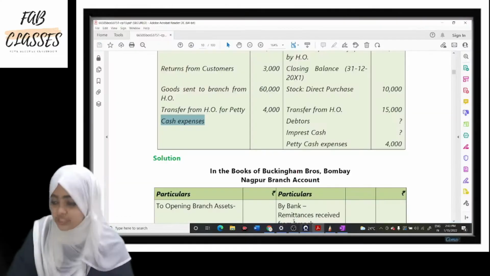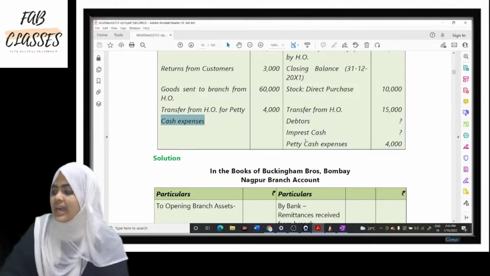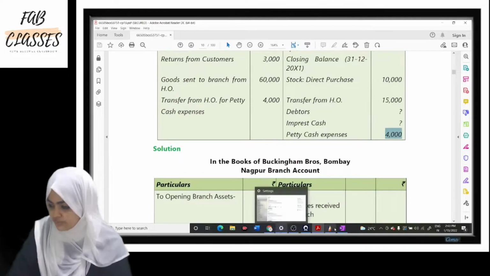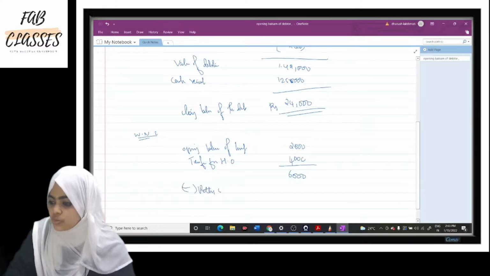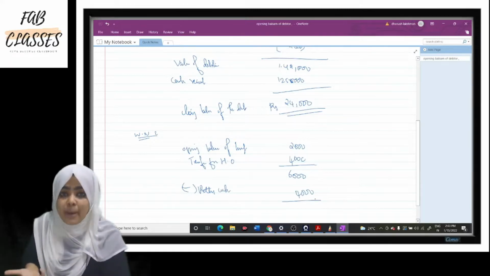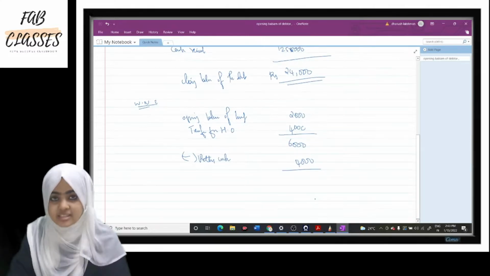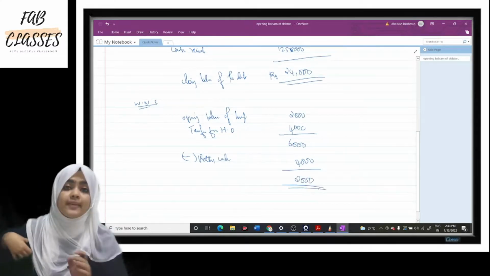Did we spend anything out of that? Yes, we did. The branch did spend. And how much is that? Petty cash expenses, 4,000 rupees. So what would be the closing balance of the petty cash, or the amount left in our hands now? 2,000 rupees would be left in our hands now.